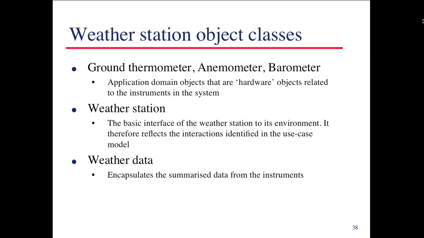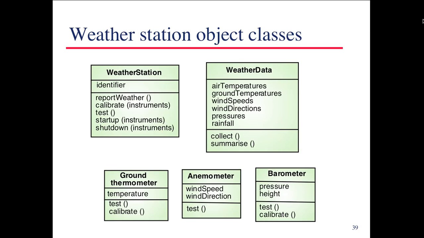In terms of the weather station object classes, we might end up with ground thermometer, barometer, anemometer, I can't pronounce that word, or whatever. The weather station itself, the weather data, that makes sense. So weather data would be all the summarized data in each one of the instruments. That is a class diagram.